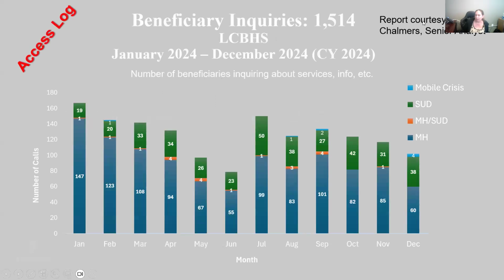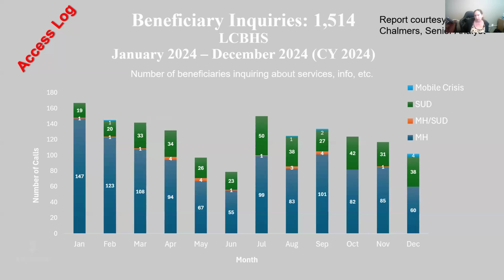Okay, so access log statistics. We received a total of 1,500 inquiries about our services over the calendar year 2024. The blue is mental health. There's some overlap in orange involving mental health and STD requests. And then the STD requests are in green, and just the little bits of blue on the very top are mobile crisis. So you can see the majority of our inquiries are mental health related, with the next runner-up being our substance use disorder services. Does anybody have any questions about this slide?